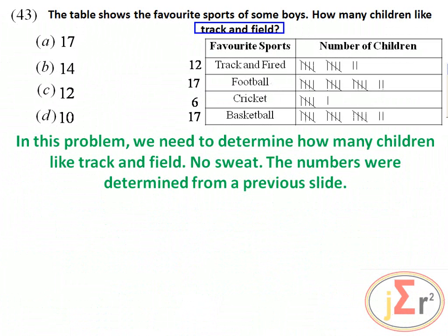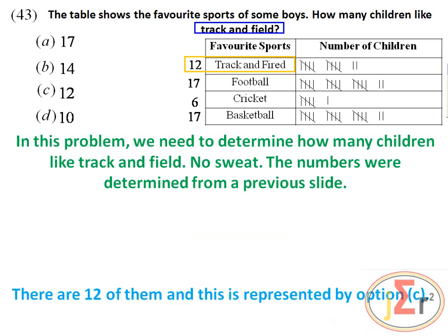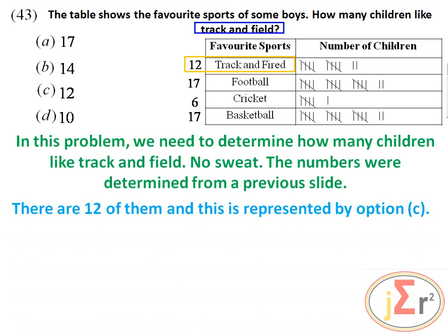In this problem, we need to determine how many children like track and field. We have it right here. How many children like track and field? 12. Well, it is obvious right there. The numbers were determined from the previous slide, so we have it right there. There are 12 of them, and this is represented by option C.